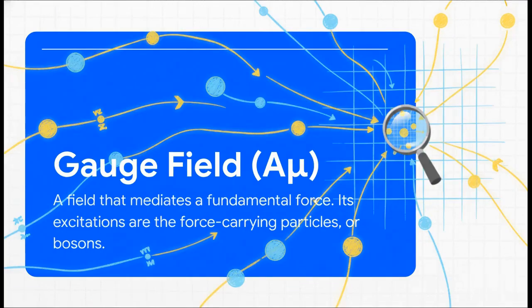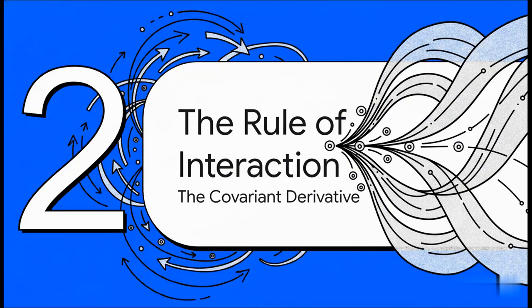And if that scalar field is our background stage, then our second character, the gauge field, A mu, well, that's the messenger. This is the field whose ripples, whose excitations, are the force-carrying particles themselves. We're talking about things like the photon for light, and you guessed it, the W and Z bosons for the weak force. Right, so these two fields don't just exist separately. No way. They talk to each other, they influence each other. And the rulebook for that interaction is one of the coolest ideas in physics, and it's all wrapped up in a concept called the covariant derivative.